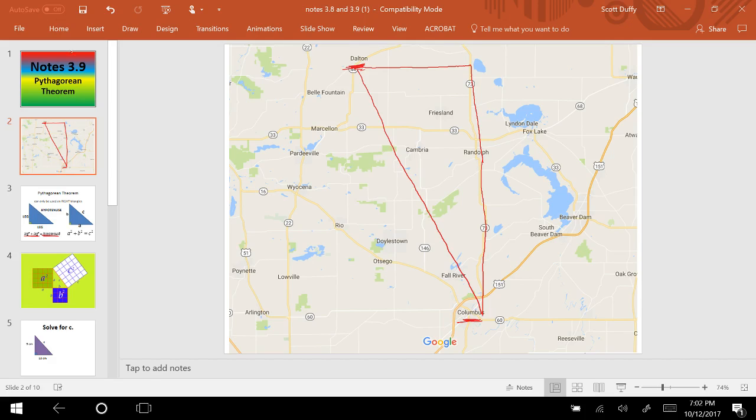What you see is that the east-west lane and the north-south road form a right angle, and the diagonal is across from that. What we're trying to do is, if we can find the length of this east and west road, and the length of this north and south road, we can use those to find the length of this diagonal.